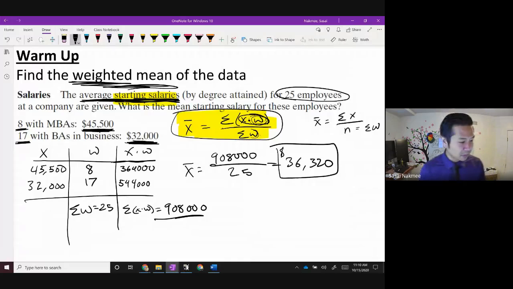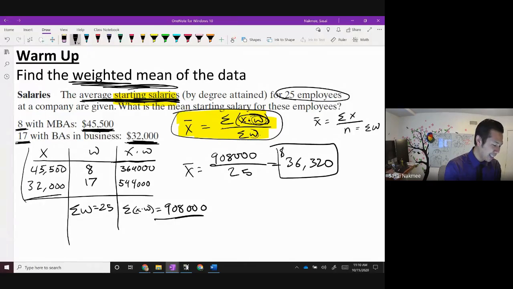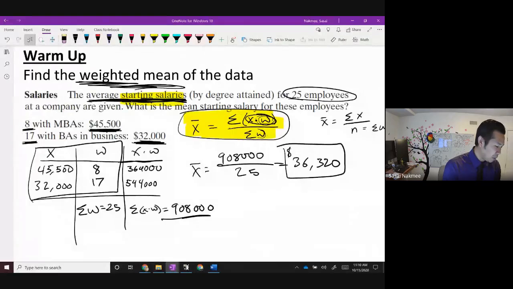Hopefully you're feeling comfortable with calculating weighted means. It's not that different from calculating an actual mean, because all this means, by the way, get it? Means. All this means is there are 8 people with 45,500. Technically, what I'm supposed to do is write down 45,500 8 times.